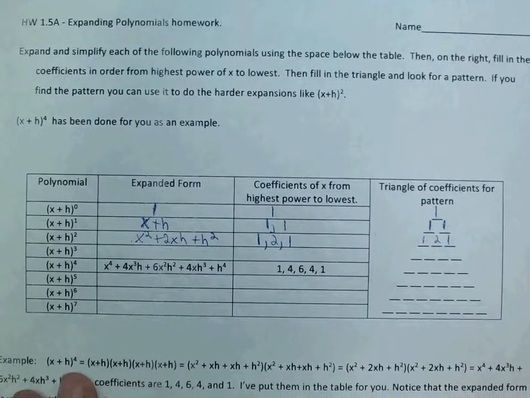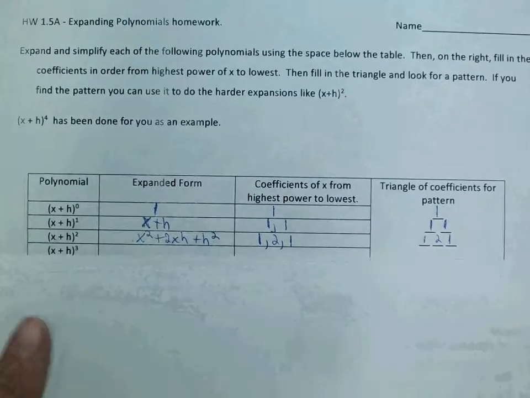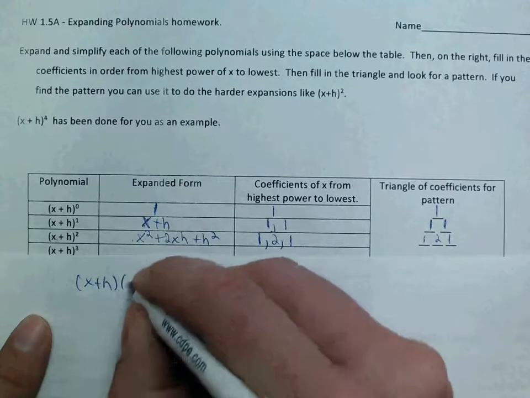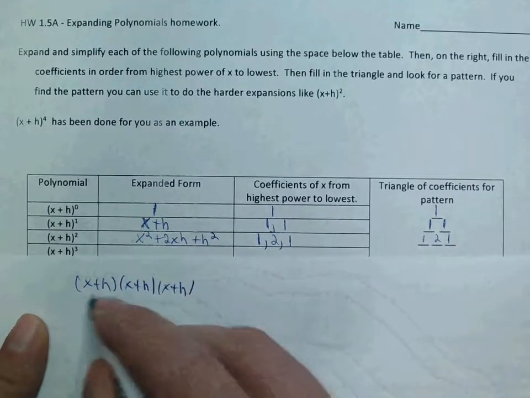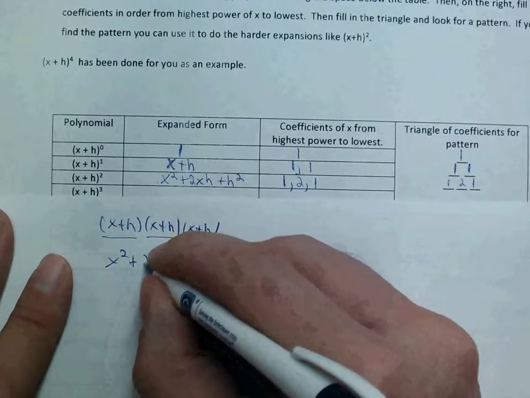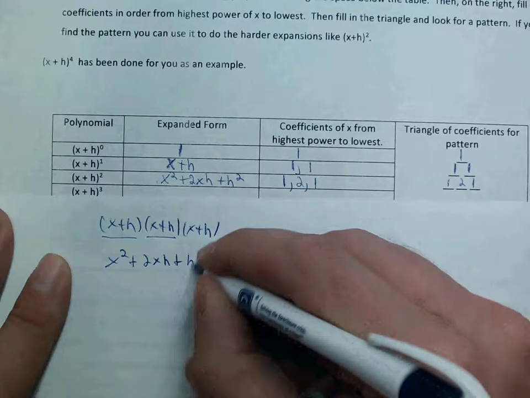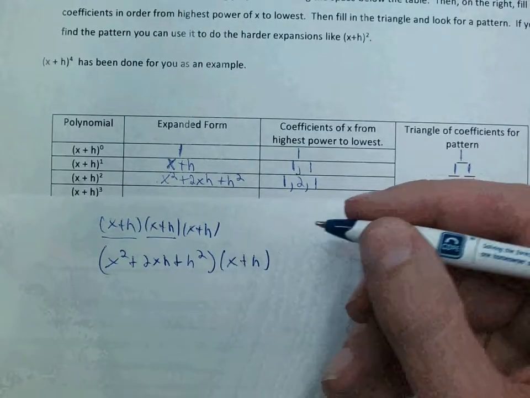We may not see a pattern yet. We need to do x plus h cubed. That's kind of annoying. x plus h cubed is x plus h times x plus h times x plus h. Well, we've already done x plus h squared. That's x squared plus 2xh plus h squared. And that is being multiplied times x plus h.